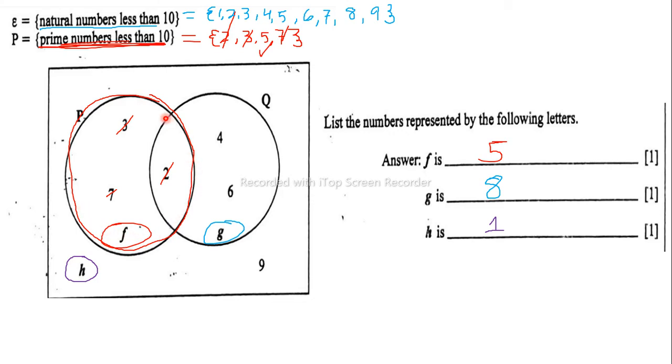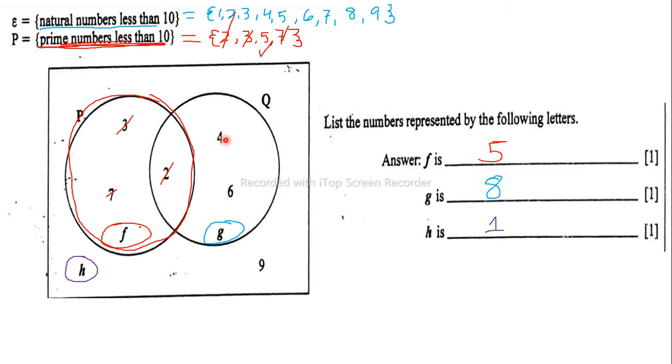P is the prime numbers, and so the prime numbers are going to be 2, 3, 5, and 7. Now we have 2 in here. We have 3. We have 7. What we do not have is 5. So F must be 5. See what I'm saying? And that's why we have F is 5.